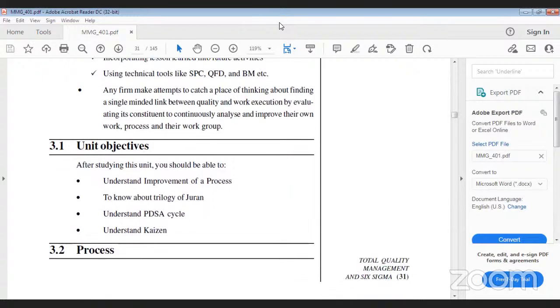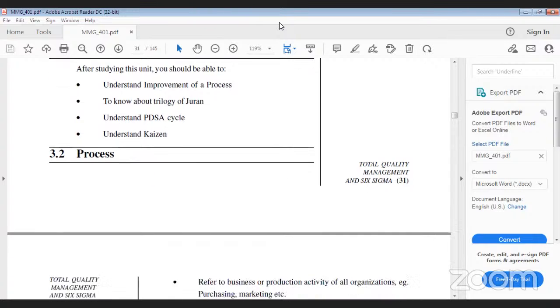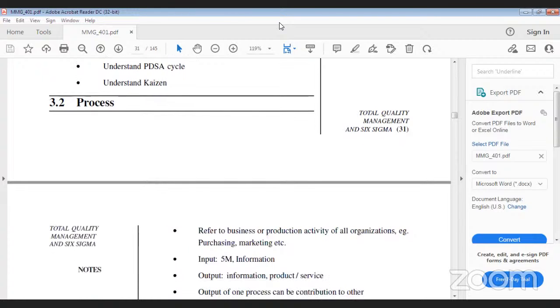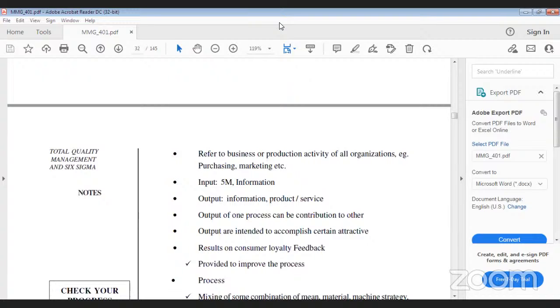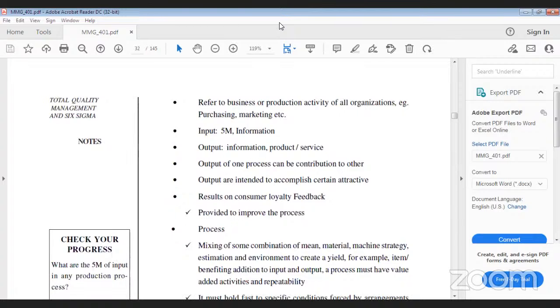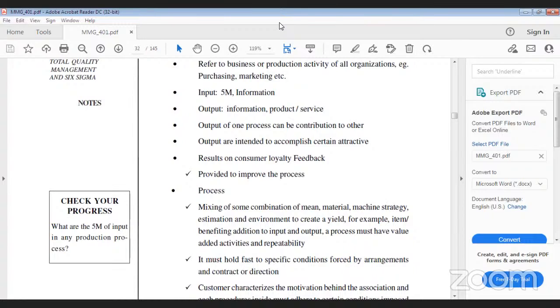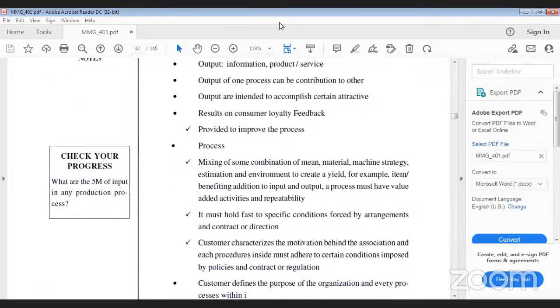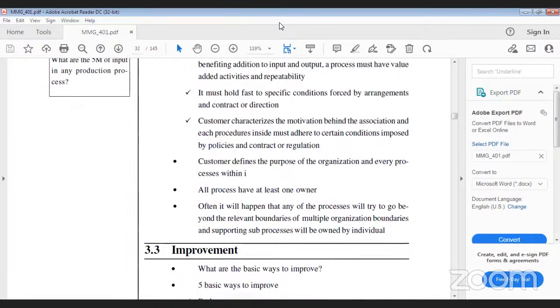Here, process refers to a business or production activity in all organizations. Then input, 5M, information, then output, information, product. One process can be a contribution; outputs are intended to accomplish results of customer loyalty and provide improvement here. Process is the combination of means, material, machine, strategy, and estimation of the environment to create yield. For example, here given benefiting of the additions to input and output also there. It must hold fast to specific conditions, customers characterizing; customers define the purpose of the organization. All processes have at least one owner also there.